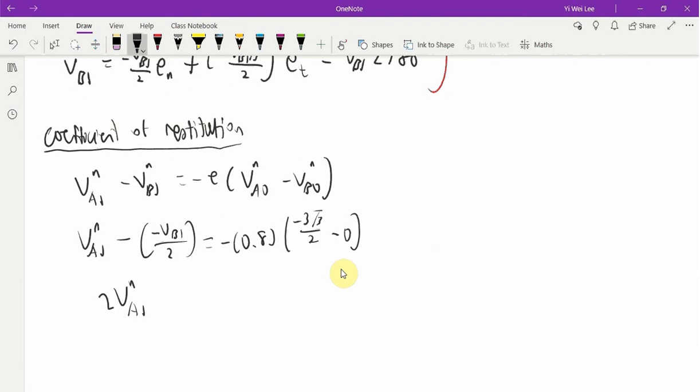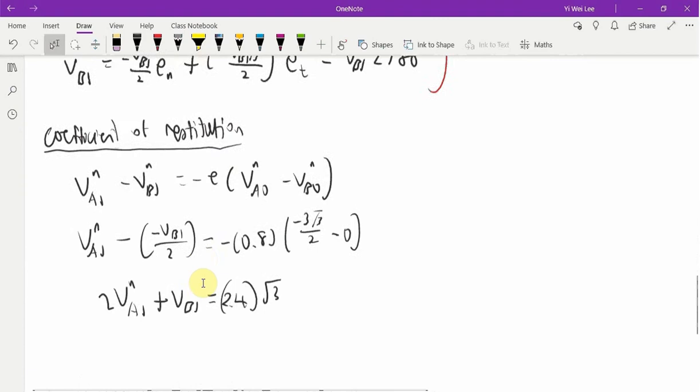Let me see how to solve this equation. Plus VB1 is equal to, the minus cancels off, the times 2 cancels the 2 inside here, and 2.4 root 3. Yeah, that's what we have here. So this is the first equation we have: 2.4 times root 3. Mathematical notation wise, not that great, but never mind. So this is the equation that we have obtained by using the coefficient of restitution.